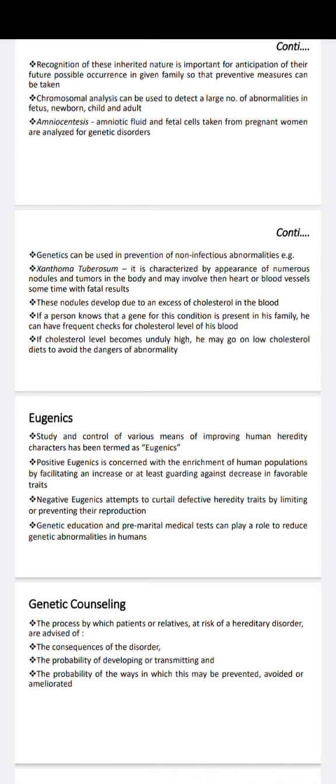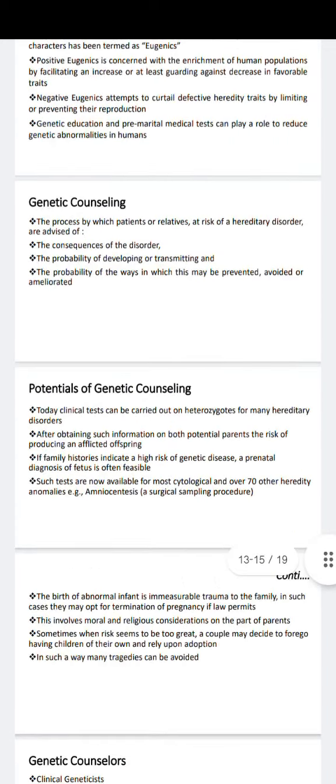Inbreeding is the mating of closely related individuals. Other inbreeding forms in animals are full sib mating, half sib mating, son cross dam mating, sire cross daughter mating, etc.